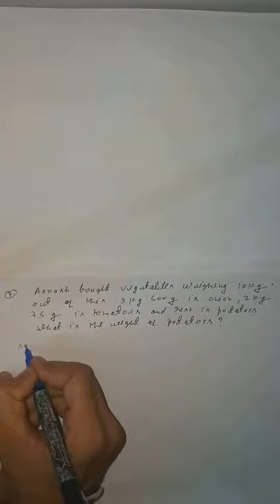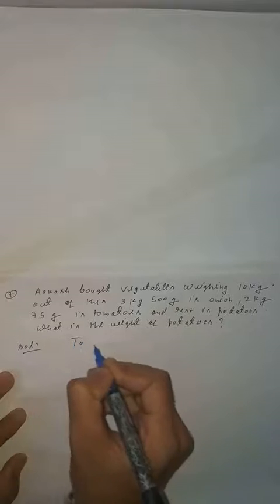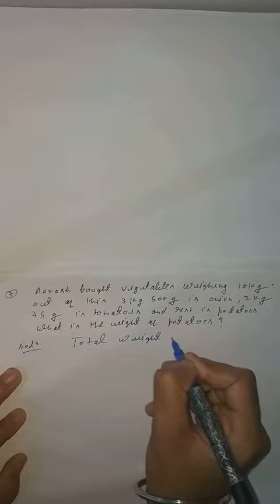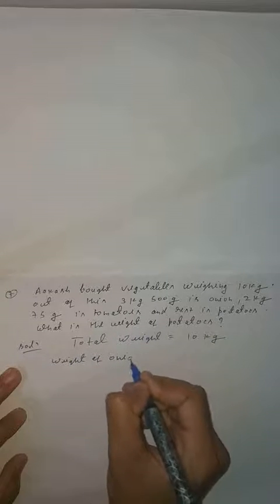First you will write down total weight. Clear, student? First you will write down total weight. Now total weight is what? Total weight is 10 kilogram. So write down 10 kilogram. What is given? Sorry, 3 kilogram 500 gram is onion. So you will write down weight of onion plus weight of what? Weight of tomatoes.